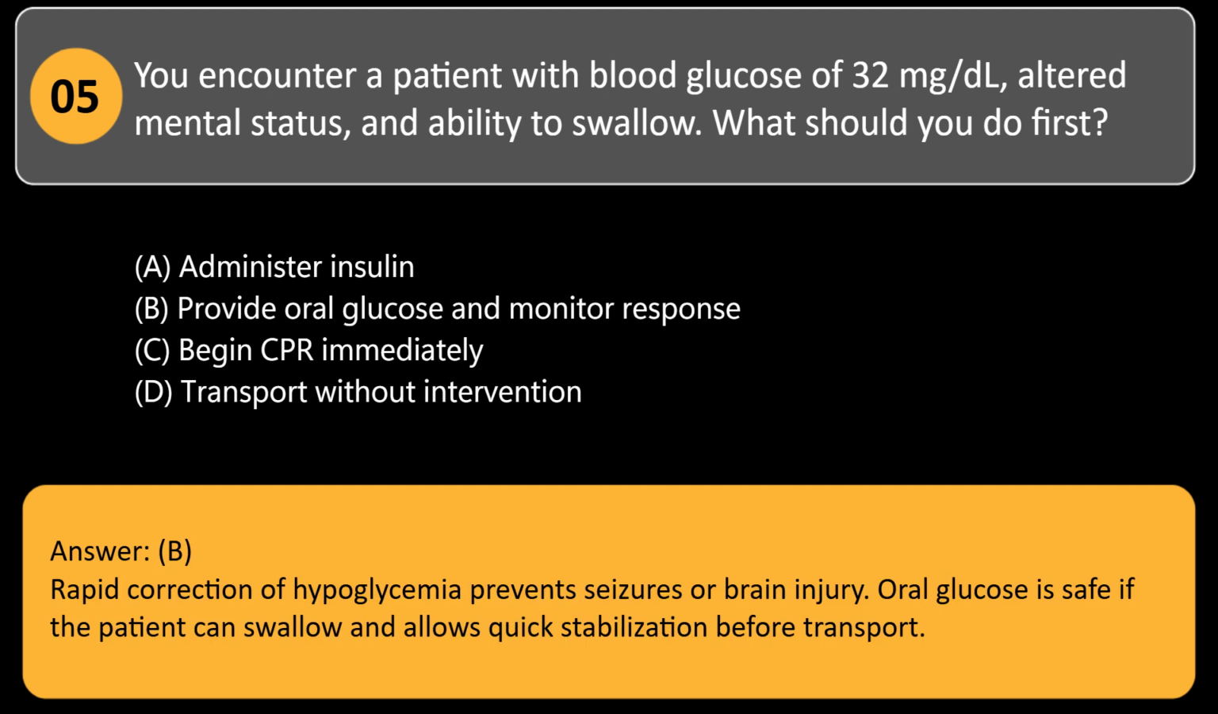Rapid correction of hypoglycemia prevents seizures or brain injury. Oral glucose is safe if the patient can swallow and allows quick stabilization before transport.